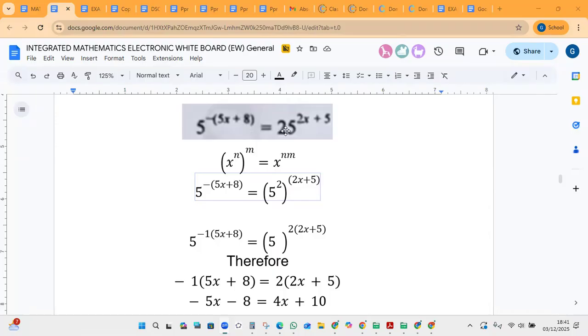For example, I can put 4, 2 twos are 4. I can put an 8, 2 raised to the power of 3 is 8. I can put a 16, 2 raised to the power of 4 is 16. I can put a 32, 2 raised to the power of 5 is 32, etc. All right? I have a question.